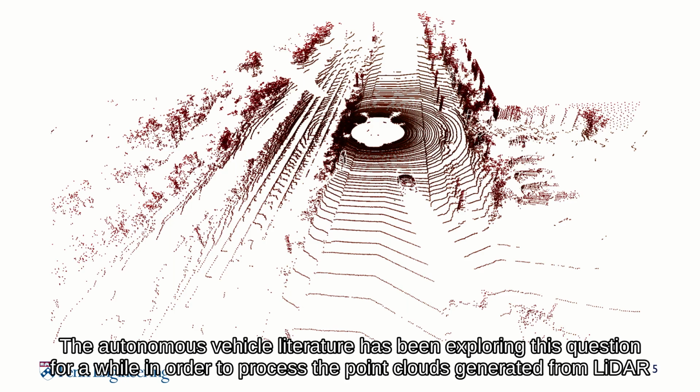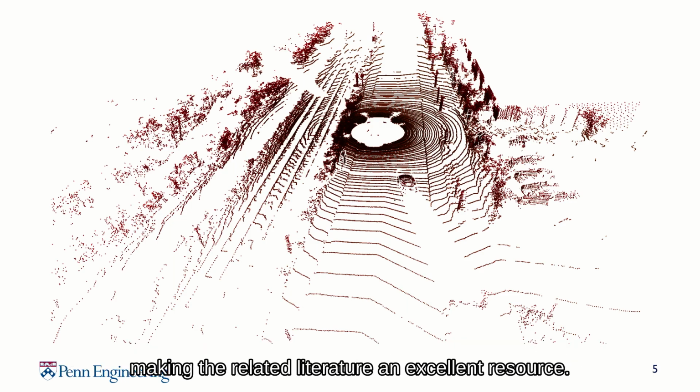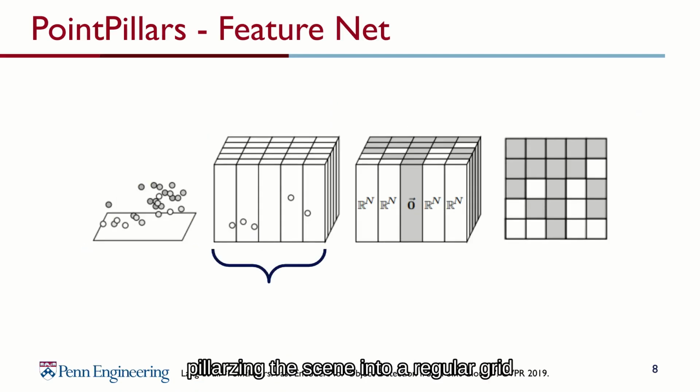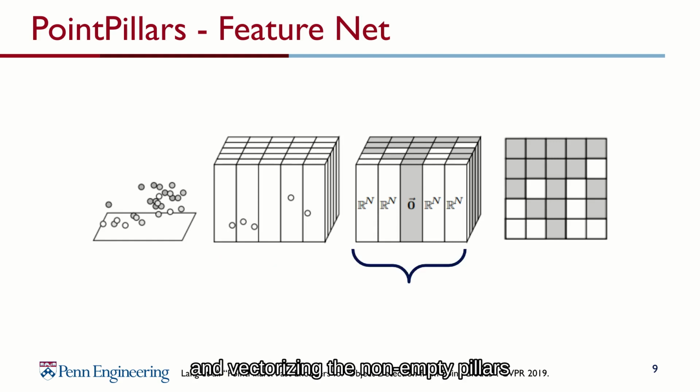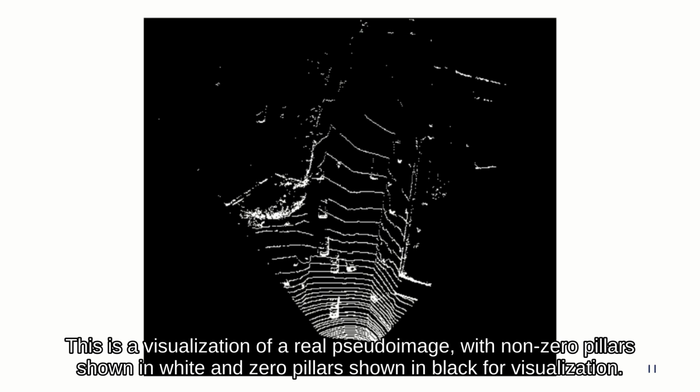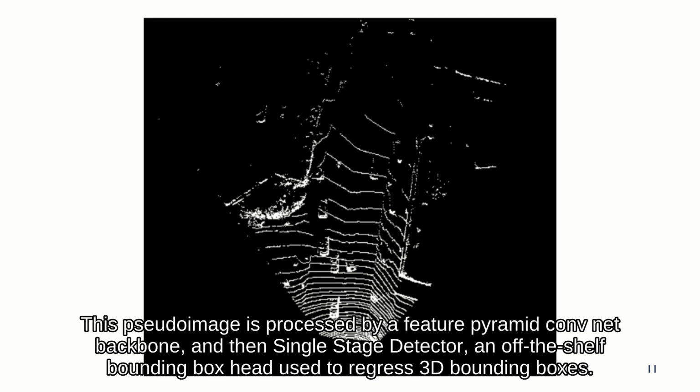The autonomous vehicle literature has been exploring this question for a while in order to process the point clouds generated from LiDAR, making the related literature an excellent resource. One of the most popular point cloud object detectors is PointPillars, a bird's eye view style detector that operates by taking in a point cloud, pillarizing the scene into a regular grid, and vectorizing the non-empty pillars, producing a pseudo-image. This is a visualization of a real pseudo-image with non-zero pillars shown in white and zero pillars shown in black for visualization. This pseudo-image is processed by a feature pyramid ConvNet backbone and then a single-stage detector, an off-the-shelf bounding box head used to regress 3D bounding boxes.